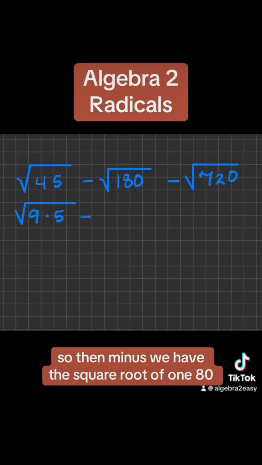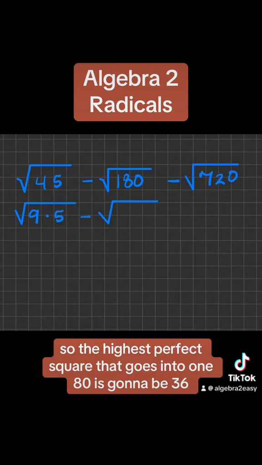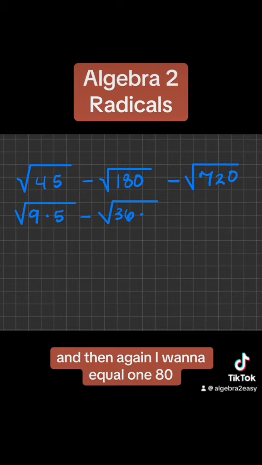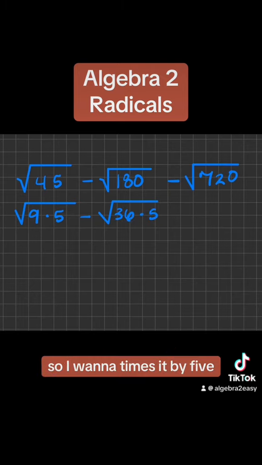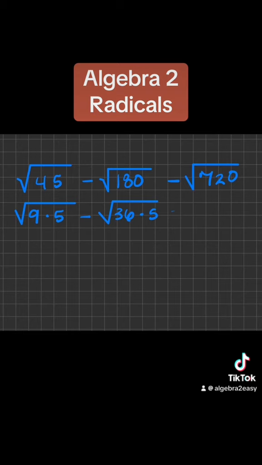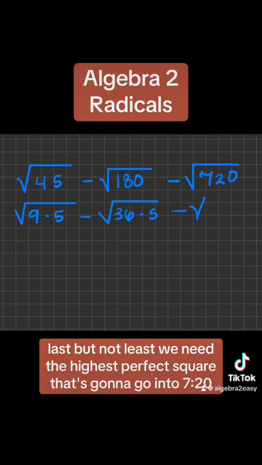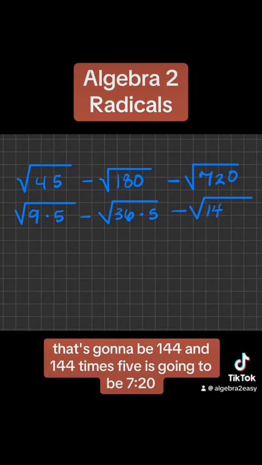So then minus, we have the square root of 180. The highest perfect square that goes into 180 is going to be 36. And then again, I want to equal 180, so I'm going to times it by 5. Last but not least, we need the highest perfect square that's going to go into 720. That's going to be 144. And 144 times 5 is going to be 720.